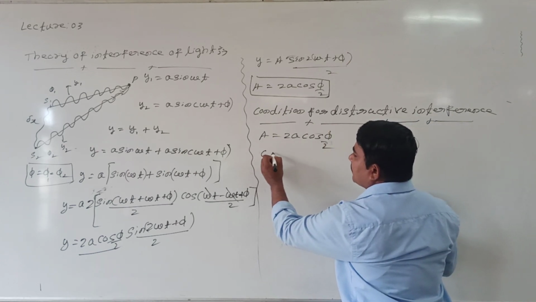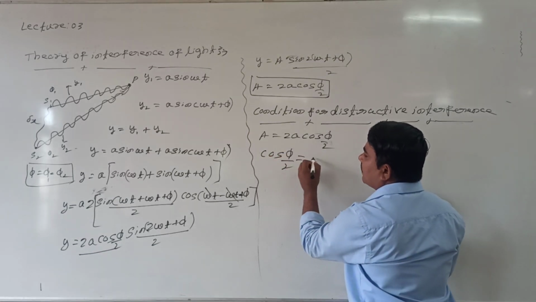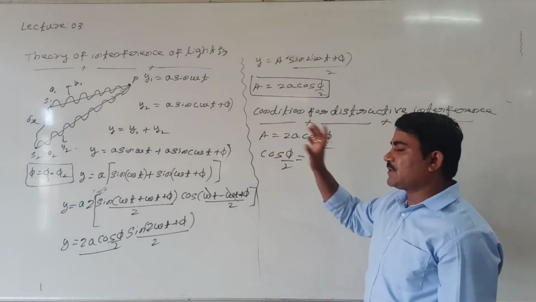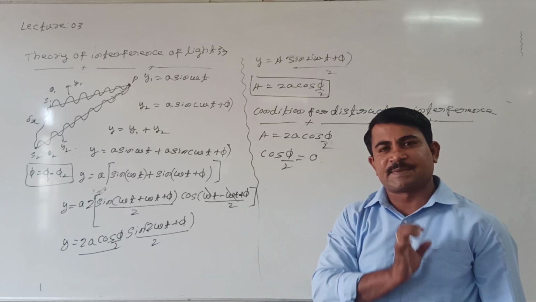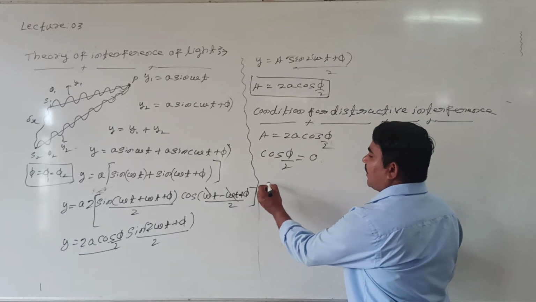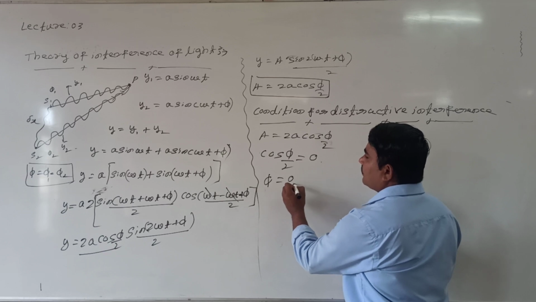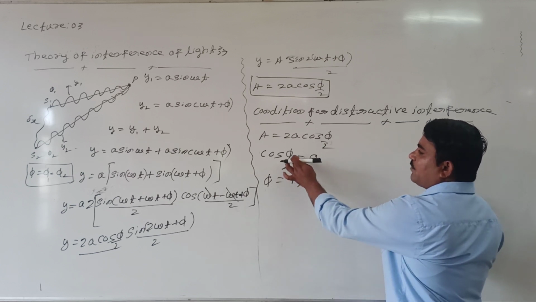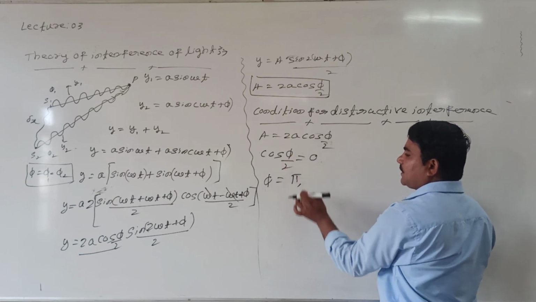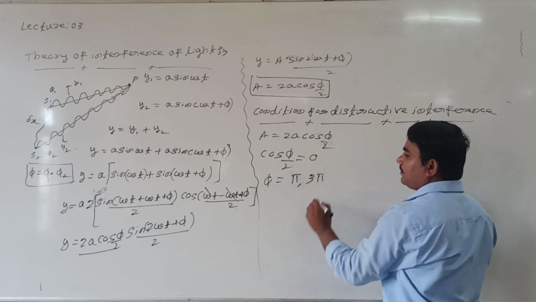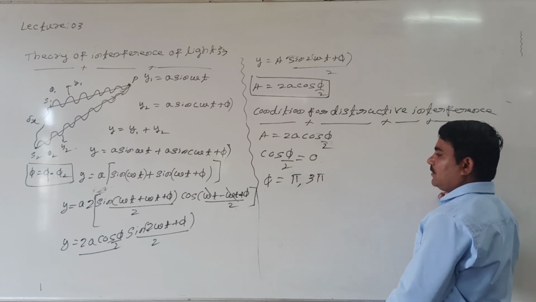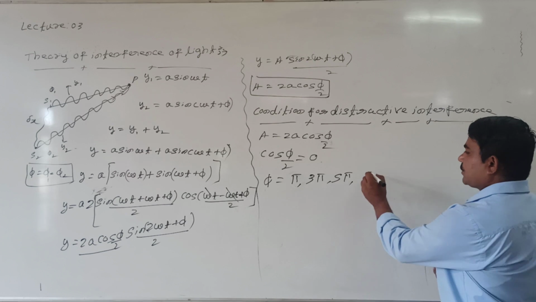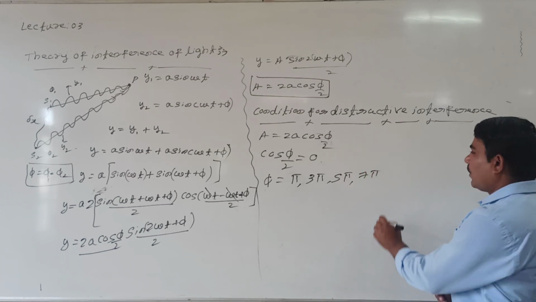For destructive interference, what is the condition? The condition is cos phi by 2 must be equal to 0. Cos phi by 2 equal to 0, 0 into a is 0, then the amplitude is 0. Amplitude 0, then only darkness is possible. To satisfy this condition, what is your phi value? The phi value is either phi, because putting phi, cos 90 is 0, or 3 phi, or 5 phi, or 7 phi.